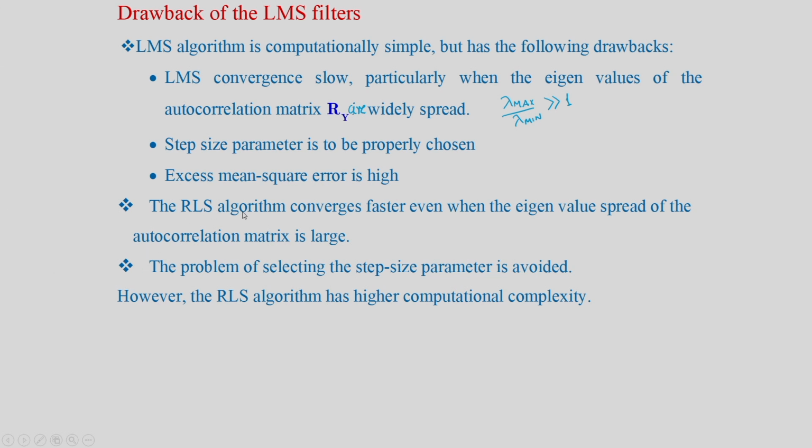The RLS algorithm converges faster even when the eigenvalue spread of the autocorrelation matrix is large. So, this is one important advantage of RLS algorithm. The problem of selecting the step size parameter is avoided in RLS algorithm. However, as we will see later, the RLS algorithm has higher computational complexity.